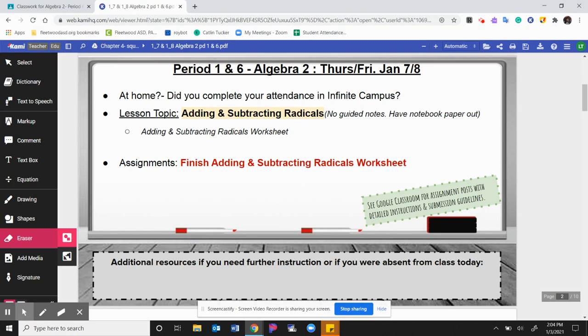Our topic today is going to be adding and subtracting radicals. So you guys just took a quiz on Tuesday on simplifying radicals, so that should be graded. You can take a look at my feedback in Google Classroom on that. And today we're going to be working on adding and subtracting radicals. So there aren't any guided notes. So please make sure you have notebook paper ready to go.